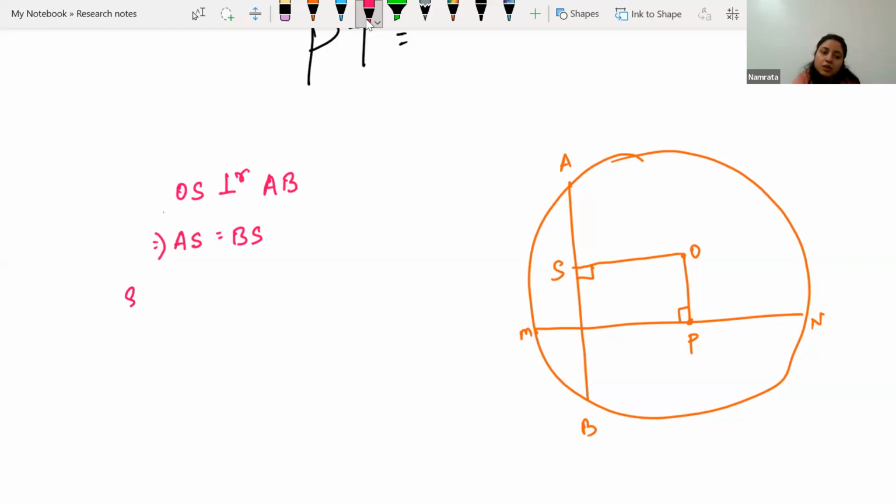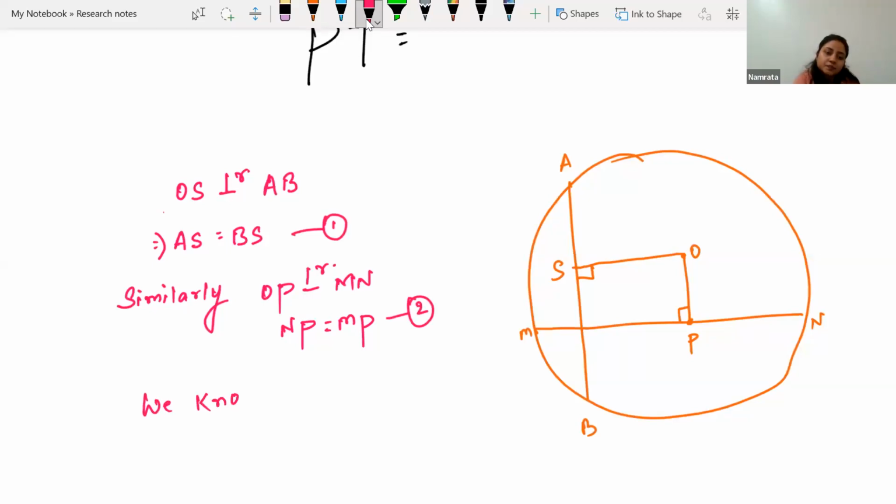Now similarly we can say that OP is perpendicular to the chord MN, therefore NP equals MP. This is equation number 1 and this is equation number 2. We know that both the chords are of the same length. AB and MN are of the same length. Therefore, half of AB and half of MN will also be the same.